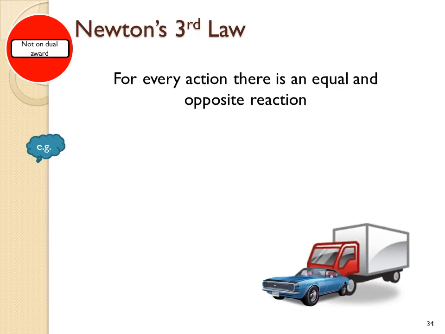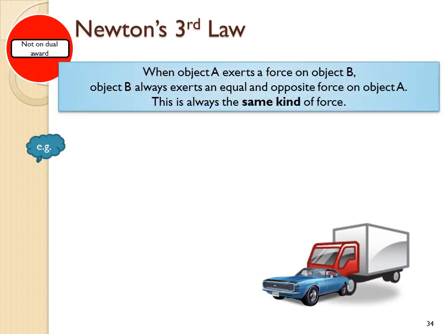Newton expressed his third law like this: for every action there is an equal and opposite reaction. In Newton's day the word action meant force, so you'd probably express this a little better in today's terminology. I would say when object A exerts a force on object B, B always exerts an equal and opposite force on object A. And I'd go further and say that this is always the same kind of force.